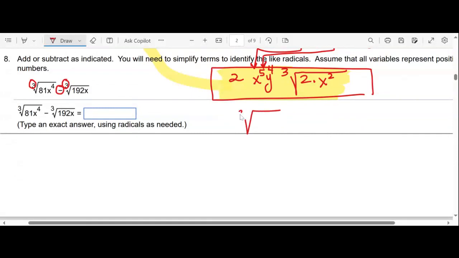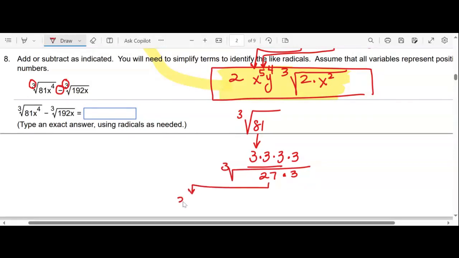So first, let's take a look at 81. Can I take 81? 81 is what by what? 9. Is 3 times 3 times 3 times 3, correct? Yes. That give you what? 27 times what? 3. If you take the 27 outside, it become what? 3. And what's left under 3? What else I have? X to the power of 4. Can I take x to the power of 4? We have to split it.